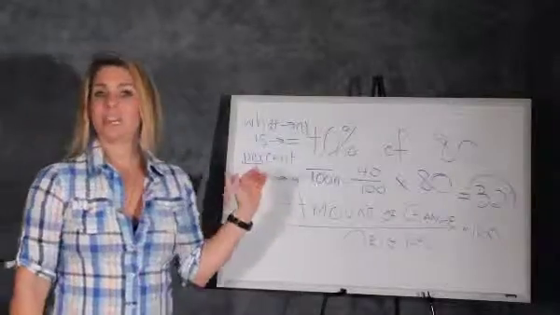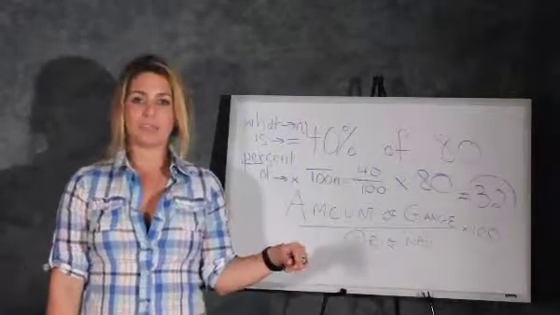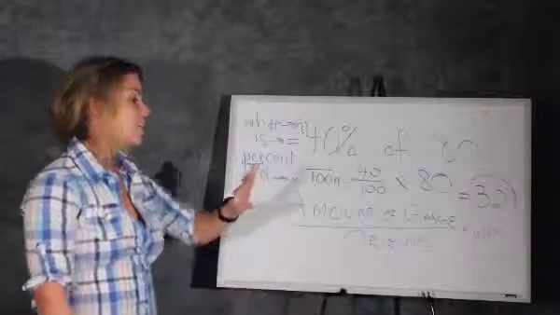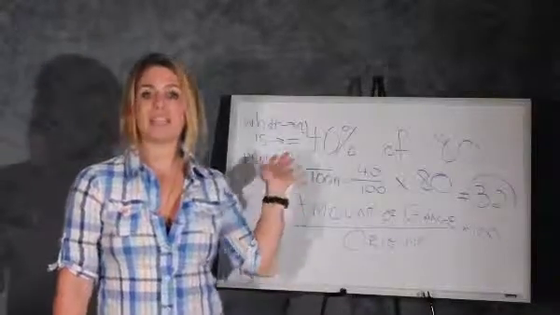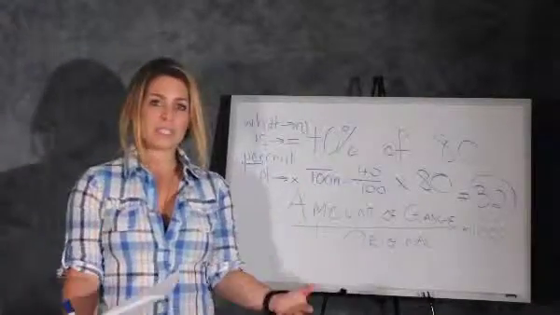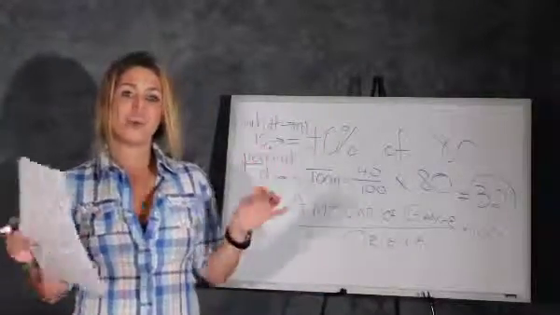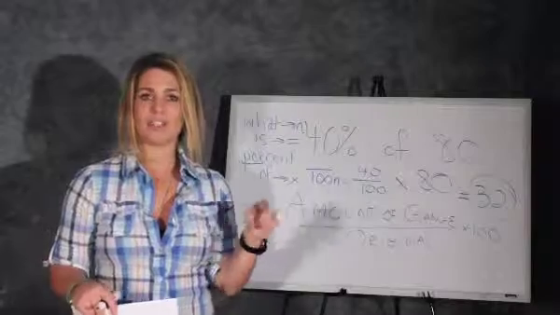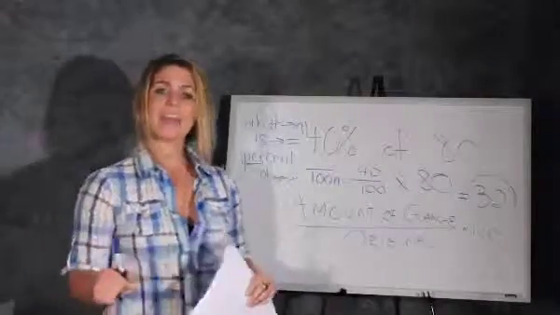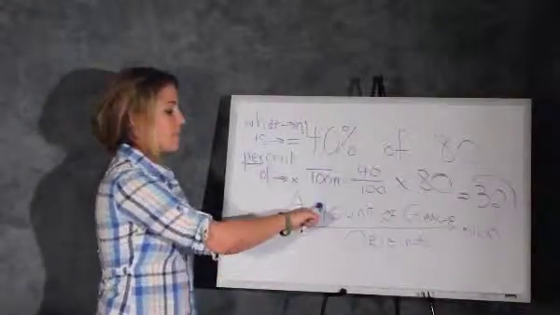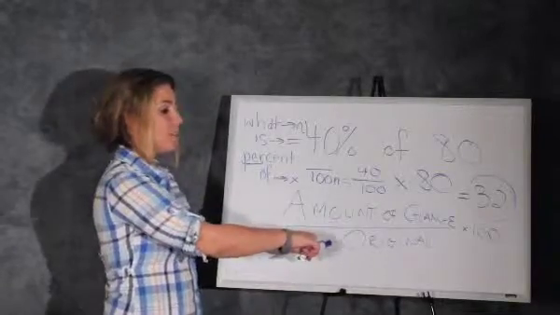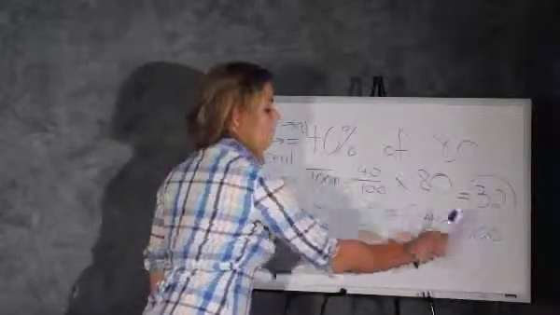The only other type of thing that you need to know about percents for the SAT is percent increase and percent decrease. They could also state that as percent greater or percent less. There is an equation that you need to remember to do those questions, and that is this: the amount of change divided by the original, multiplied by 100.